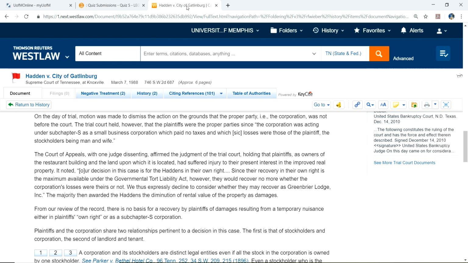It says, on the day of trial, motion was made to dismiss the actions on the grounds that the proper party, i.e. the corporation, was not before the court. A little bit down in this decision, it says, from our review of the record, there is no basis for recovery by plaintiffs for damages resulting from a temporary nuisance, either in the plaintiff's own right or as a subchapter S corporation. So basically, they really had no grounds, according to the court, to recover damages from the city that they incurred. They were actually suing to protect their own individual rights because they're the owner and operator of this small business.